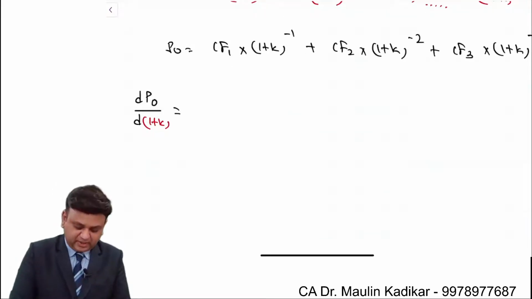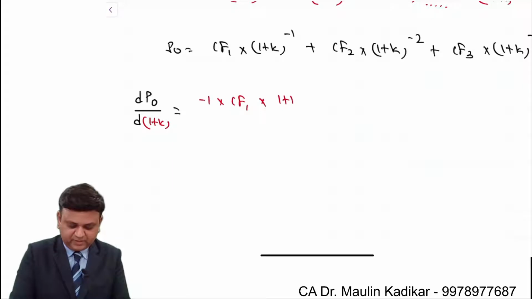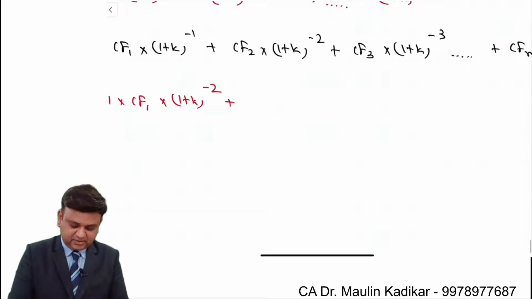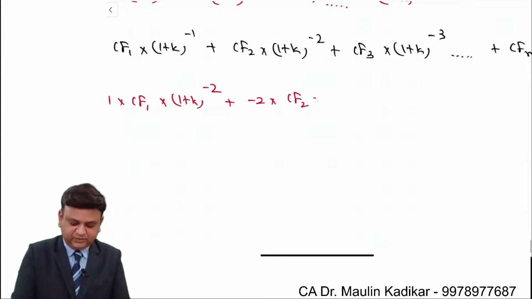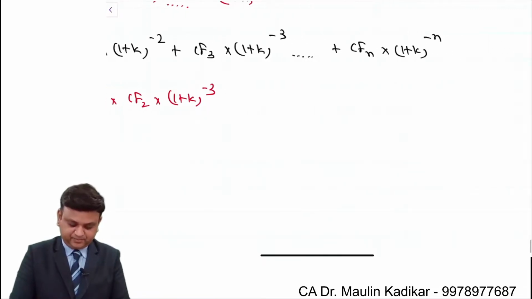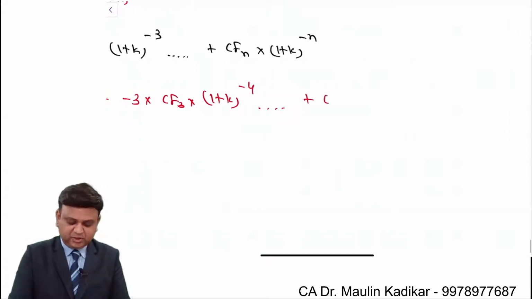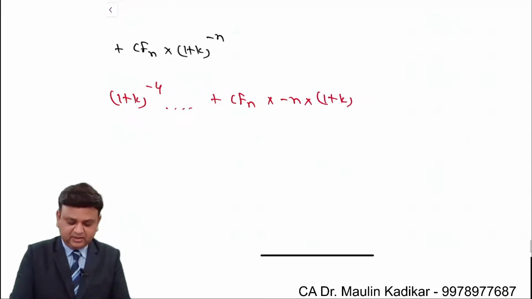Differentiation is required to be applied like this: -1 into cash flow into (1 plus k) raised to -2, plus -2 into cash flow for the second year into (1 plus k) raised to -3, plus -3 into cash flow for the third year into (1 plus k) raised to -4, and so on. Cash flow for the nth year into -n into (1 plus k) raised to -n minus 1.